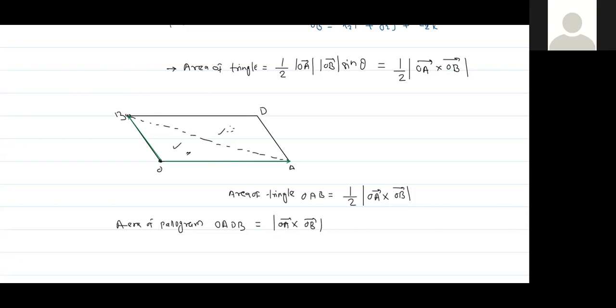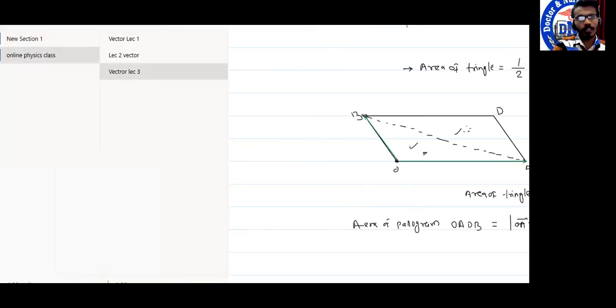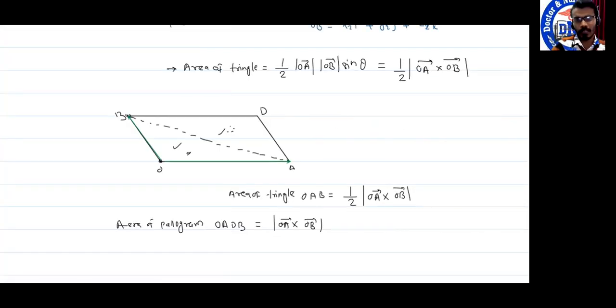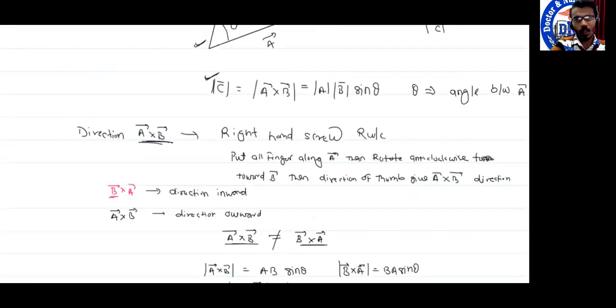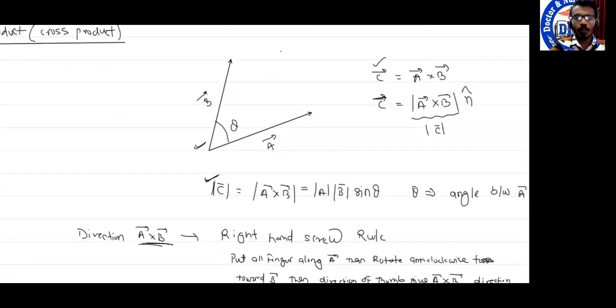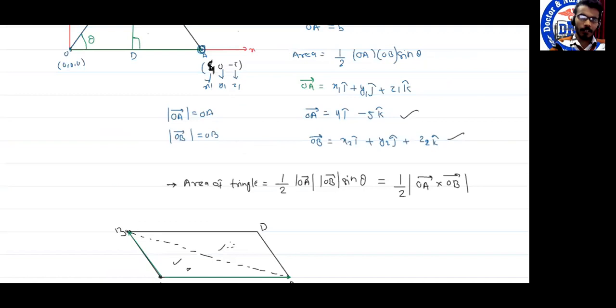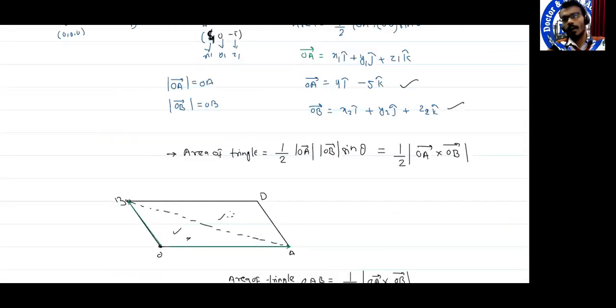Okay, so we complete one chapter, which is vector. In vector I taught you a lot of things: how to add the vectors, how to subtract the vectors, how to multiply the vectors, means how to get the product of the vectors, and how to calculate the area of triangles, etc.